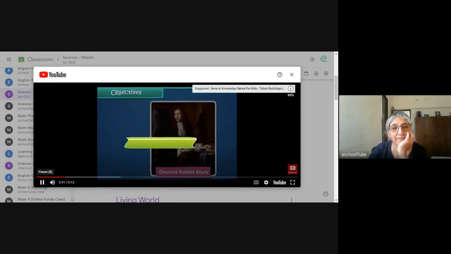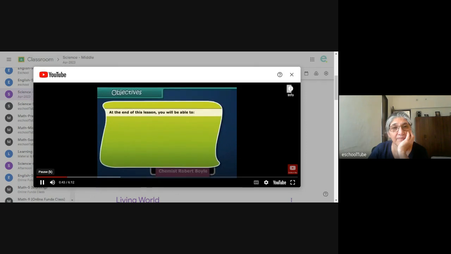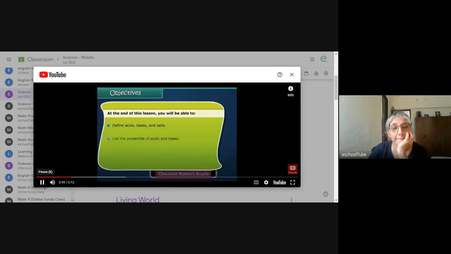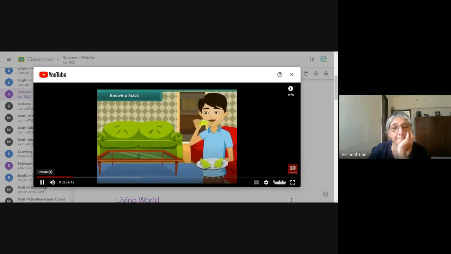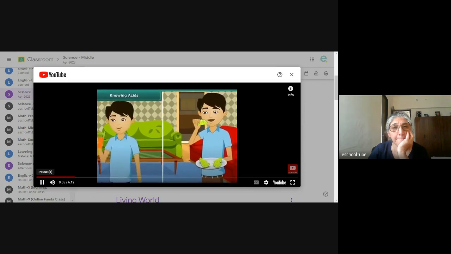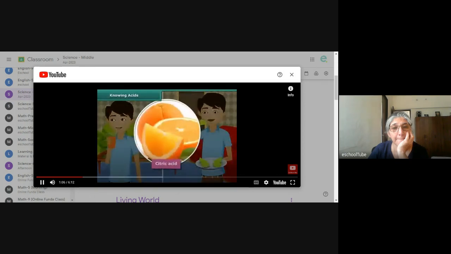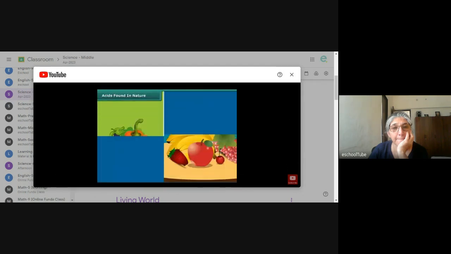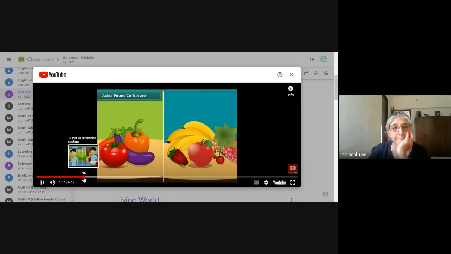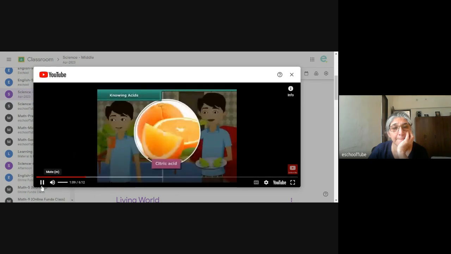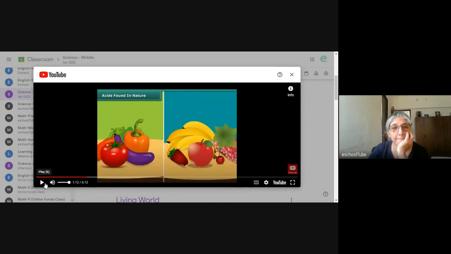Objectives. At the end of this lesson, you will be able to define acids, bases, and salts. Many of us like the sour taste of food. You must have noticed that sometimes the juices we sip are sour in taste. Generally, sour tasting substances contain acids. Some fruits contain citric acid, which is sour in taste. The origin of the word acid is found in natural substances like fruits.